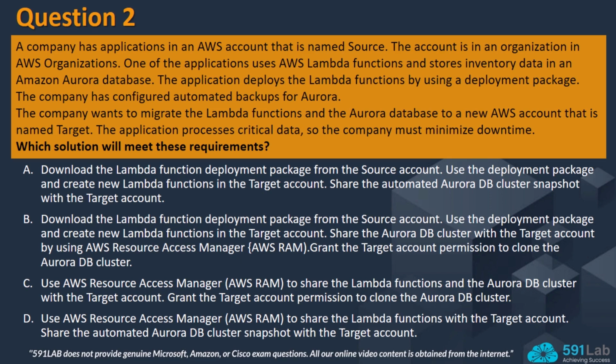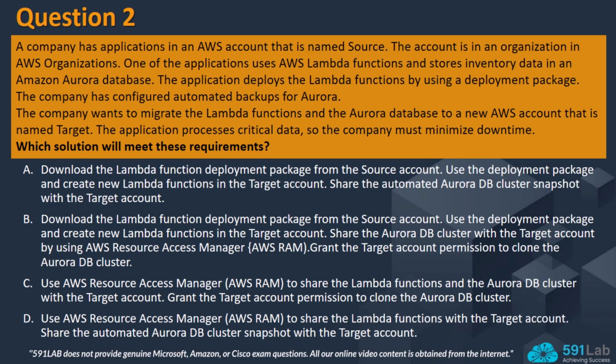Which solution will meet these requirements? Option A. Download the Lambda function deployment package from the source account. Use the deployment package and create new Lambda function in the target account. Share the automated Aurora DB cluster snapshot with the target account.